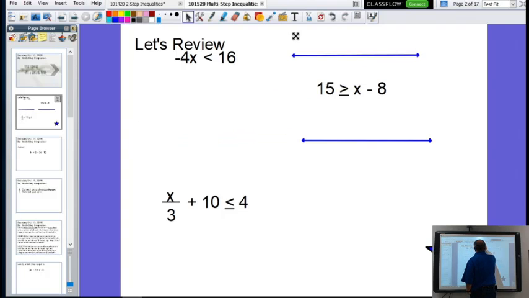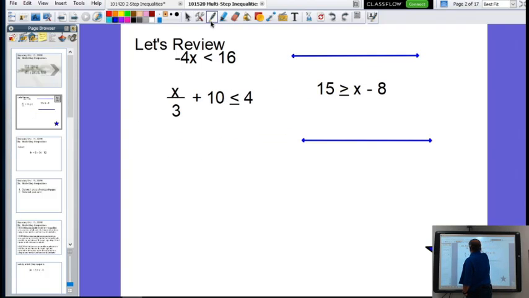Maybe move this out of the way and move this up a little bit so I've got a little bit more room to work. Okay, so now this one, we look at our operation. It looks good. We look at our coefficient. It looks good. So we just solve it like normal.